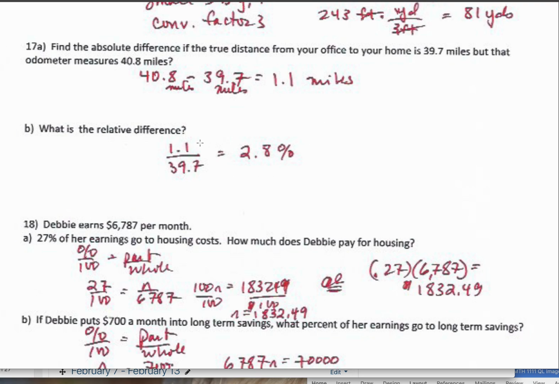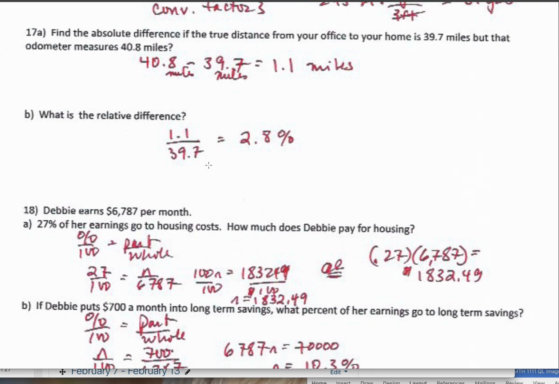What's the relative difference? It's always divided by the original reference or starting amount. 1.4 divided by 39.7 is 2.8%.